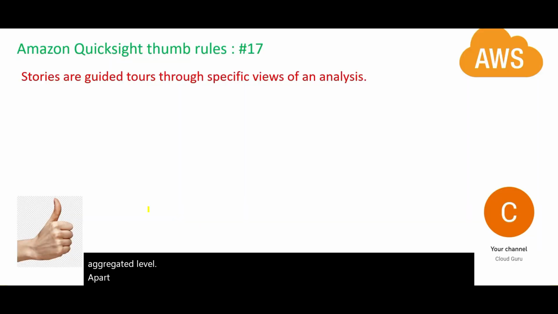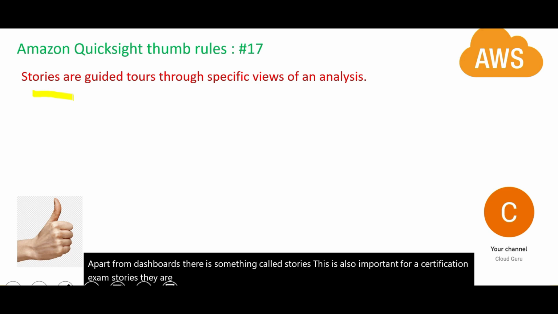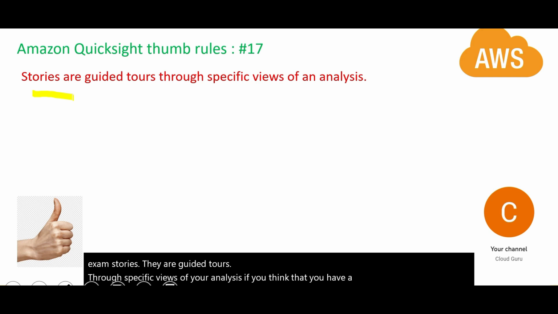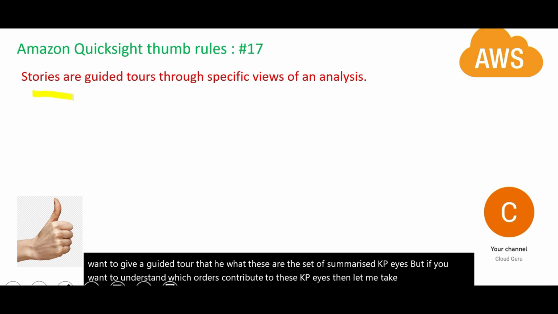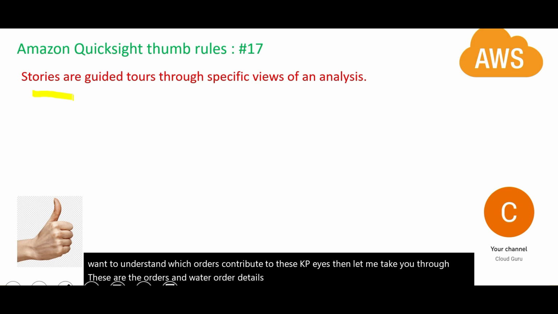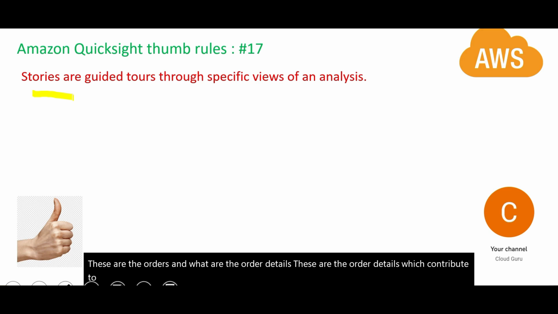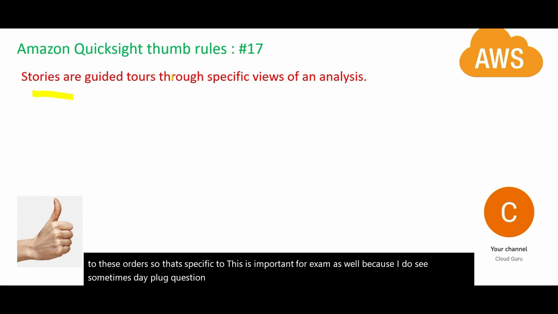Apart from dashboards, there is something called stories. This is also important for a certification exam. Stories are guided tours through specific views of your analysis. If you have a dashboard and you want to give a guided tour, you say: these are the set of summarized KPIs, but if you want to understand which orders contribute to these KPIs, let me take you through a tour. These are the orders, and what are the order details? These are the order details which contribute to these orders. So that's a specific tool. This is important for the exam as well, because I do see sometimes they plug in a question about a story. So if you talk about story, it is still Quicksight.